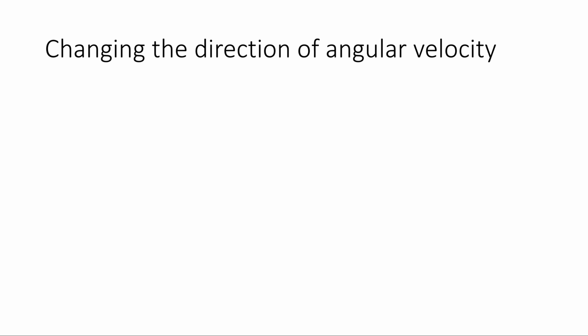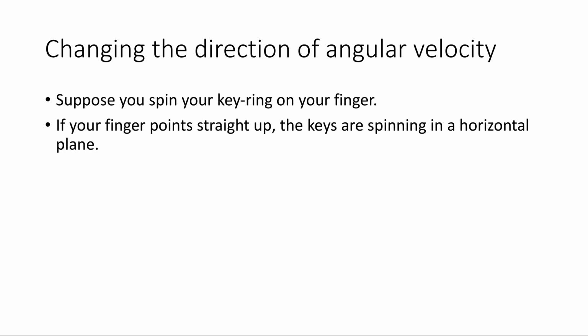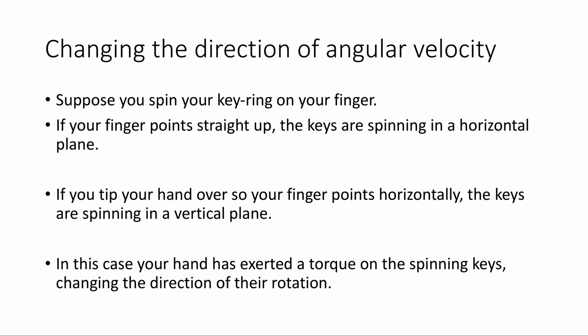Finally, a brief note on how you can change the direction of angular velocity, because angular velocity is slightly harder to visualize than linear velocity. So suppose you are spinning your key ring on your finger. If your finger starts off pointing straight up, the keys are spinning in a horizontal plane. If you tip your hand over so that your finger now points horizontally, the keys are spinning in a vertical plane. So in this case, your hand has actually exerted a torque on the spinning keys, changing the direction of the rotation. If your keys haven't sped up or slowed down their rate of rotation, then the torque has only acted to change the direction of the angular velocity of your keys.